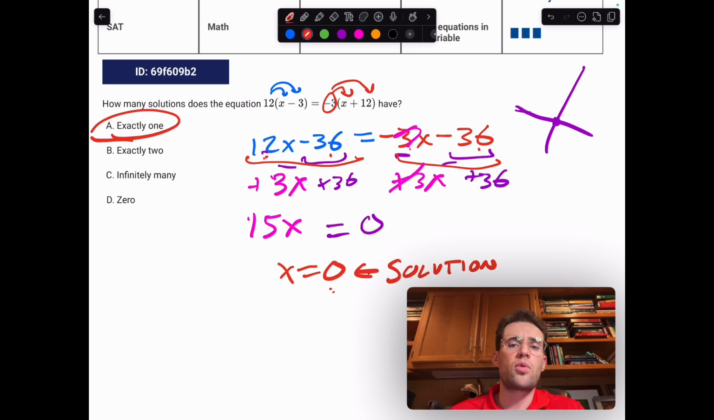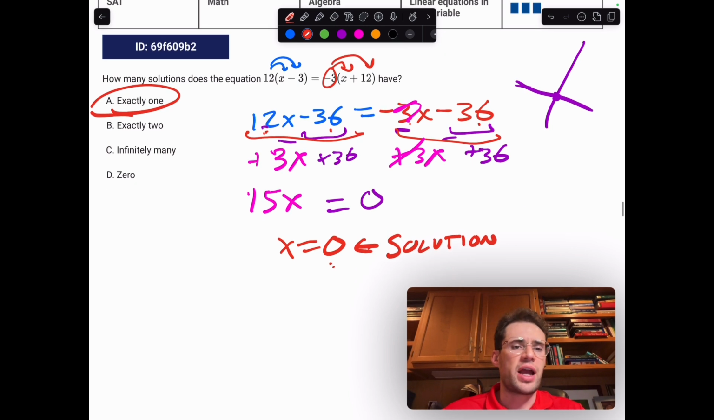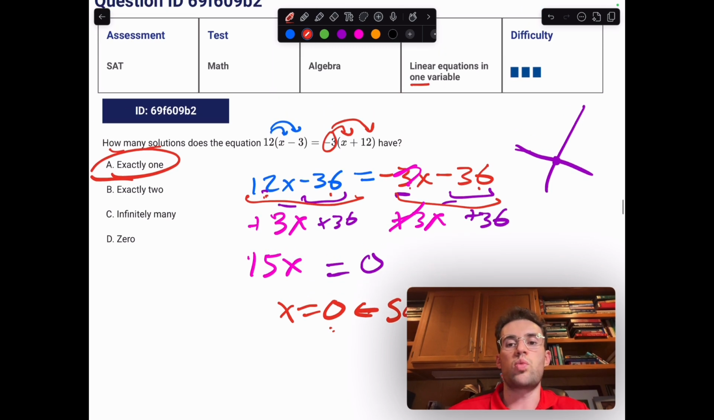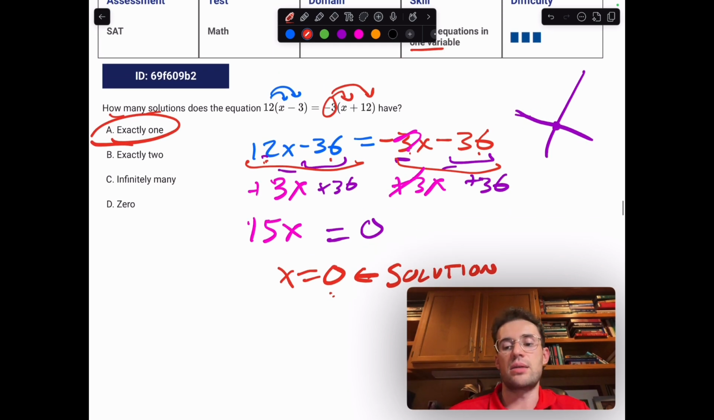But it's exactly 1. Since you have a calculator, I haven't mentioned this for the other ones, but for any of these questions where they ask how many solutions there are, just treat it as y equals 12 times the quantity x minus 3, and y equals negative 3 times the quantity x plus 12. I know this is one variable, and there's a different set that's going to be linear functions, but treat it as a system of linear equations, and just see how many times they cross.